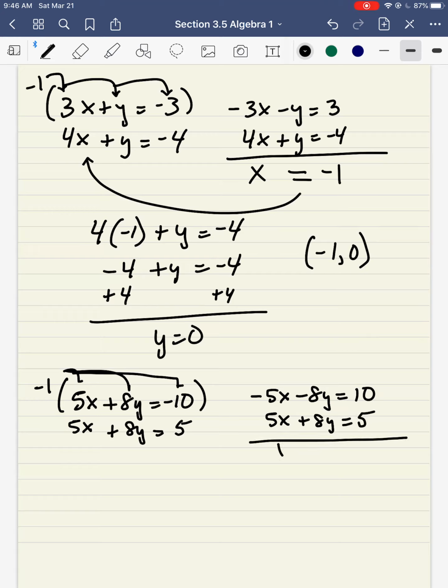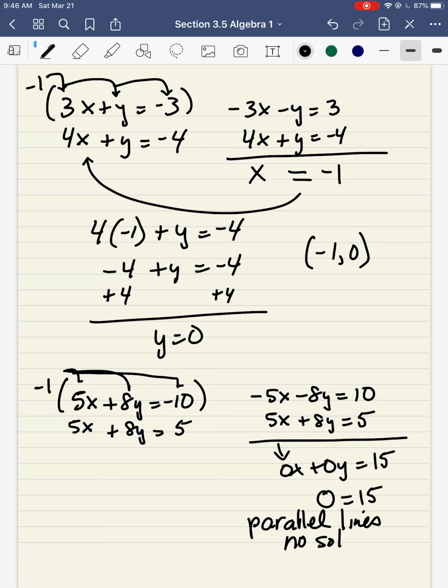Now when I add, I make a 0 on my x's, I make a 0 on my y's, but I made a 15 on the end. So I have 0 equals 15. These numbers do not equal. These are parallel lines. No solution. So here both variables completely dropped out. Let's try one more.